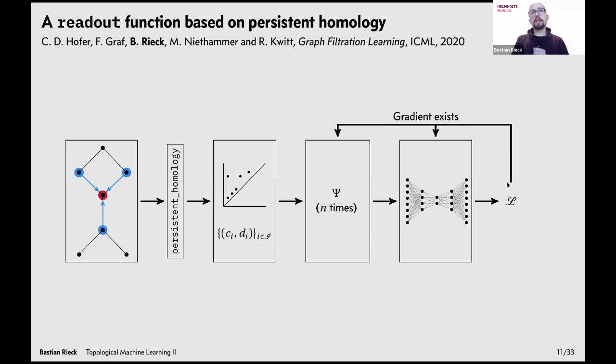The new insight that we showed in this paper, and that is kind of in line with what I showed you in the previous lecture last week, was that a gradient from here to here, so back to the graph, back to the message passing, also exists under certain conditions, and actually under certain mild conditions. The mild conditions being that we're not allowed to have vertices sharing the same feature value. And that was the insight that enabled us to build a so-called readout function based on persistent homology.